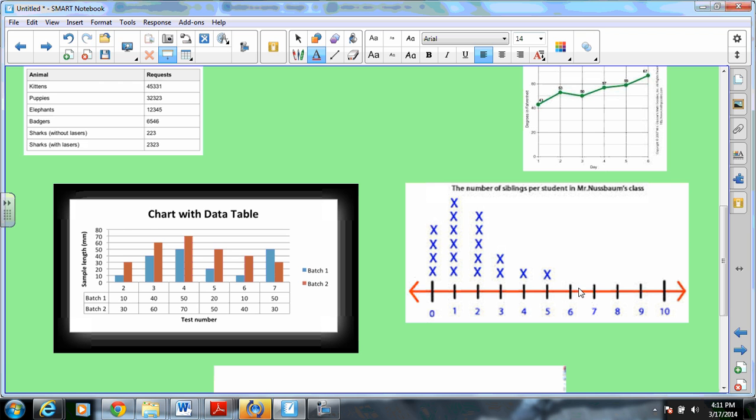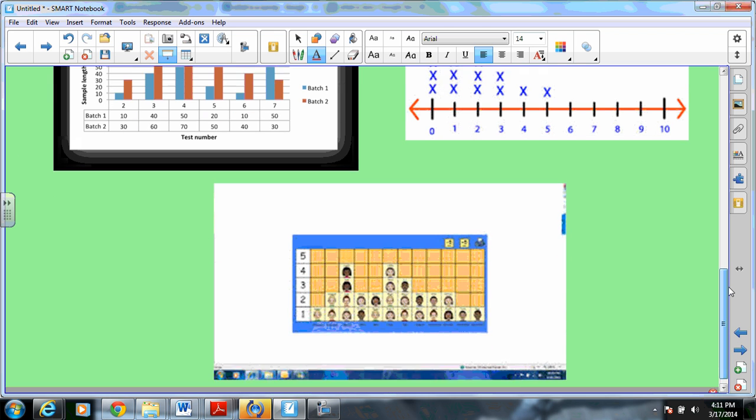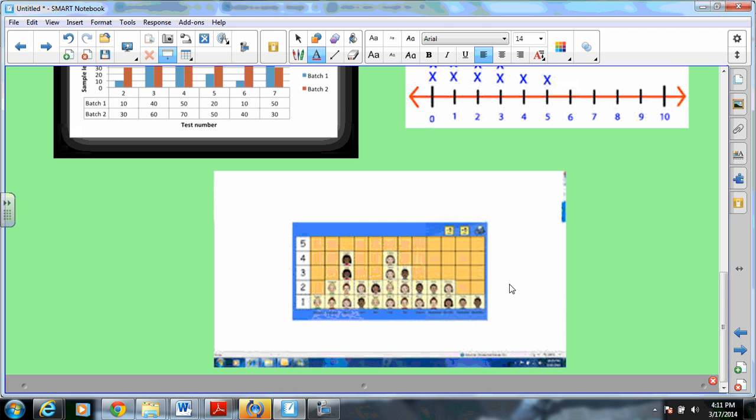We'll get more into detail about what this is. This right here is called a line plot because they put X's and they just plot it over a line. So this is just a way to look at data. By looking at this, you can see which one has more, which one has less, which ones have the same, and so on. And then here we have what's called either a picture graph or pictograph. And so I'm going to type that, picture graph or pictograph.